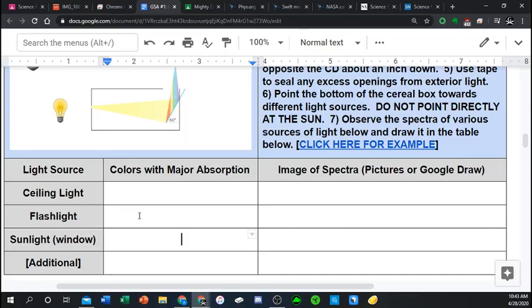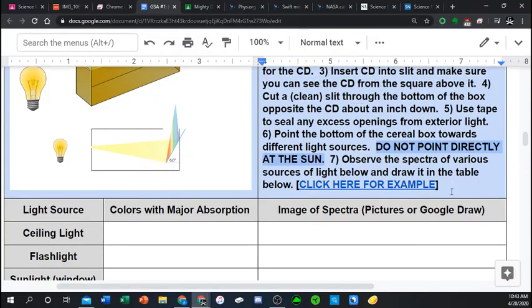But do not point it directly at the sun. Okay?